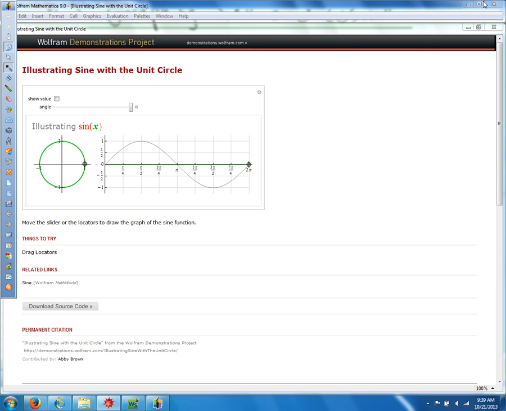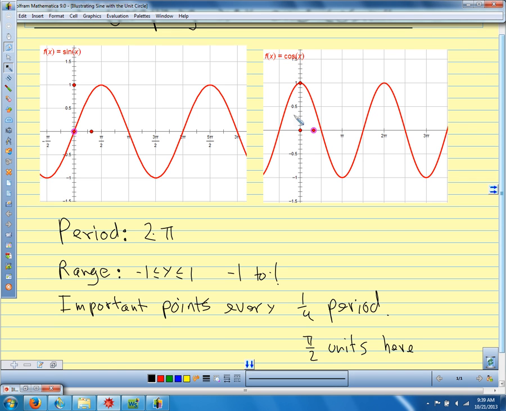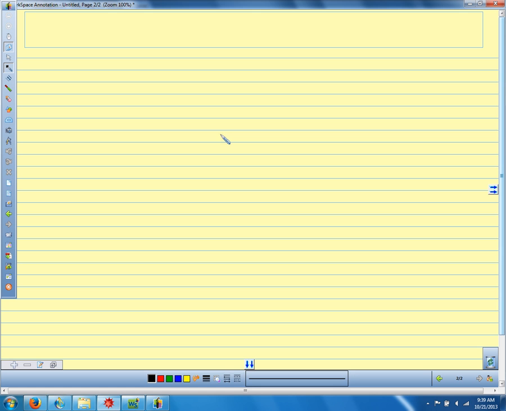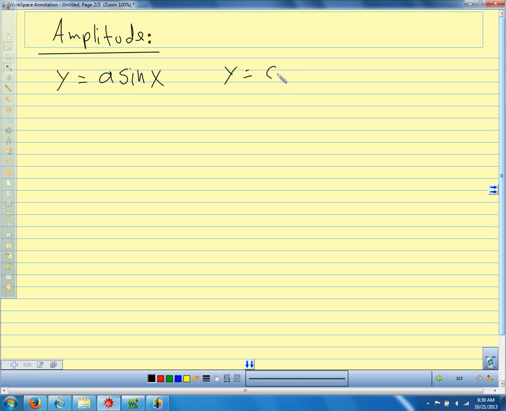All right, so let's make this a little more interesting and actually do some things to these graphs. So the first thing we want to talk about is the amplitude. So we're talking about graphs or functions for now that look like y equals a sine x or y equals a cosine x.